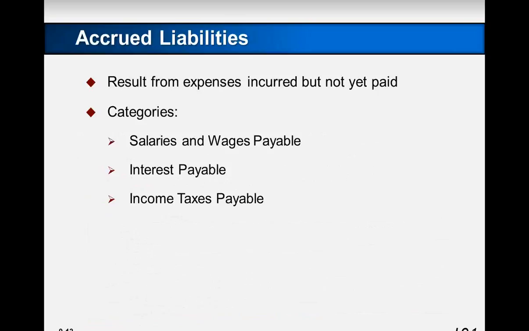Accrued liabilities result from expenses incurred but not yet paid. This was what we talked about a lot in Chapter 3. Some very common accruals are salaries and wages payable, interest payable, and income taxes payable. We accrue them, but we don't pay them. We don't pay our income taxes until we may have to do deposits quarterly. Otherwise, we would pay our income taxes at the end of the year if we were a business.